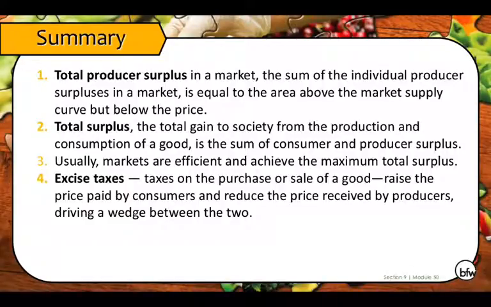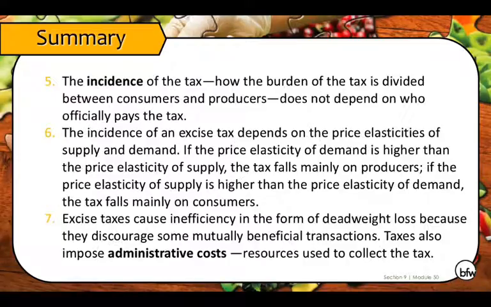Usually, markets are efficient, and they achieve the maximum total surplus on their own. But when excise taxes are imposed by the government, those are taxes that are levied on the purchase or sale of a good, such as a gallon of gasoline, or alcohol, or tobacco, or jewelry, or other products. And that raises the price paid by consumers and reduces the price received by producers, driving a wedge between the two, the buyer and the seller.